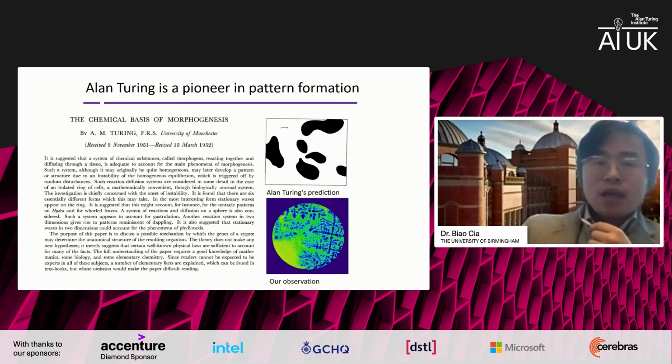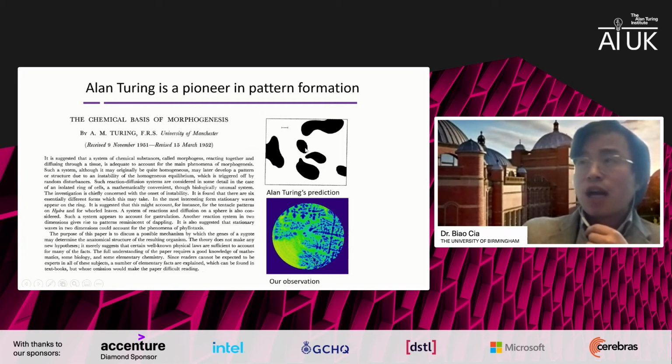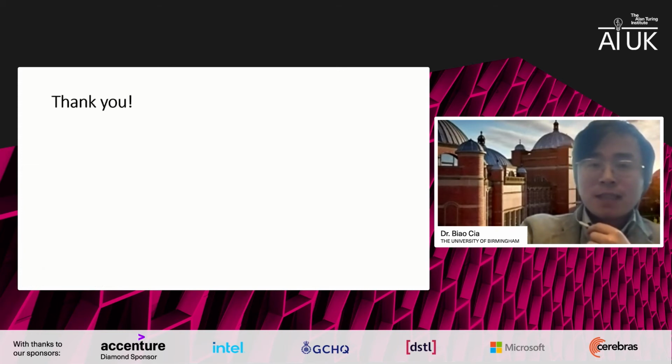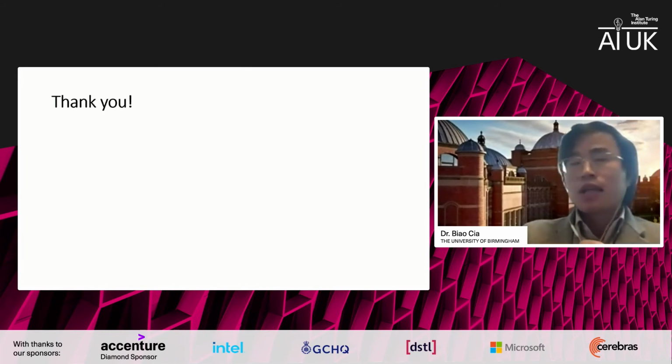And you can see, we are all basically Alan Turing Fellows, and Alan Turing was actually a pioneer in crystal formation, in pattern formation. He published a paper in 1954 trying to use an algorithm to understand the morphologies during a chemical process. And what he observed or predicted in his algorithms actually fits very well with what we observed in our experiments. So yes, I think that's my talk, and thank you for listening and watching.